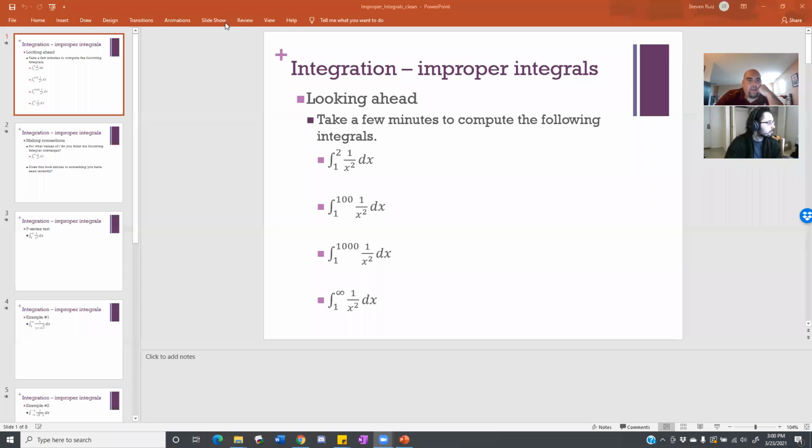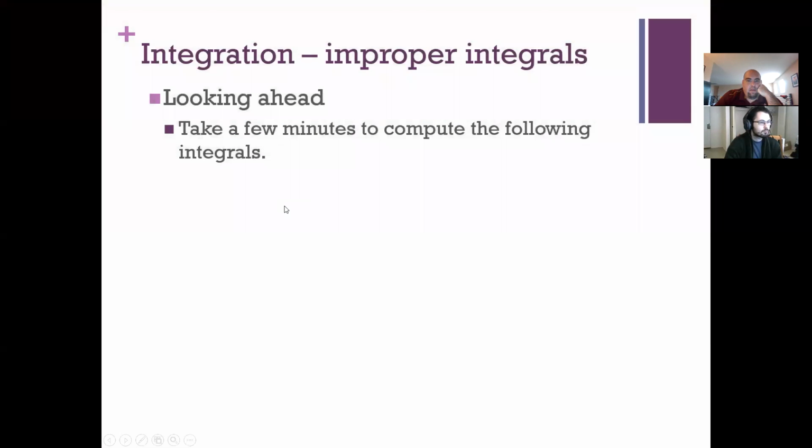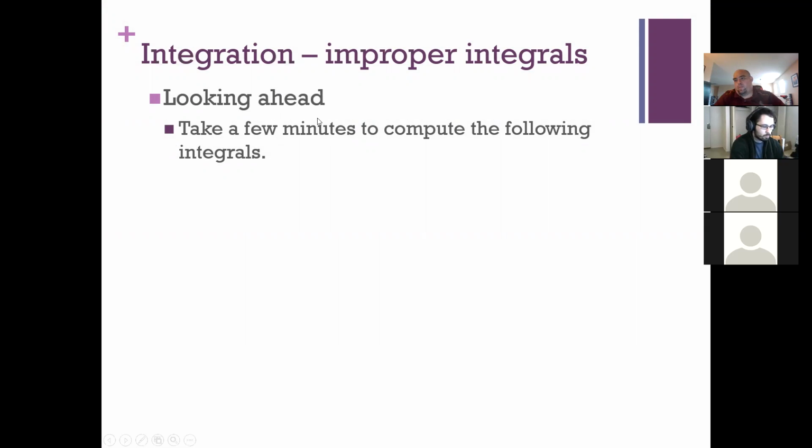All right, can you see what I'm sharing? Right, can someone confirm they can see my screen? Yep. Okay, good.